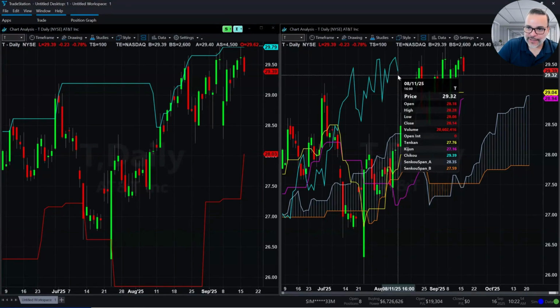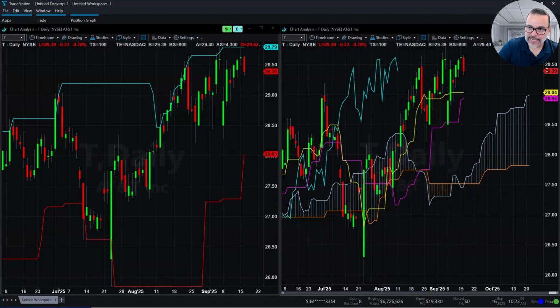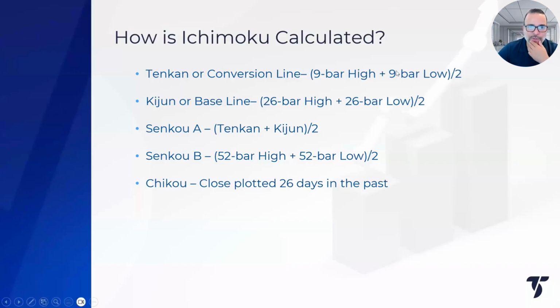If I look at the value of that line, you can see that it's Chikou right there in my data tips window, 29.39, which is exactly the closing price. So we take the closing price of the current candle and move it back 26 bars as a signal line as well. Okay, let's go through some of the signals of the Ichimoku Cloud.